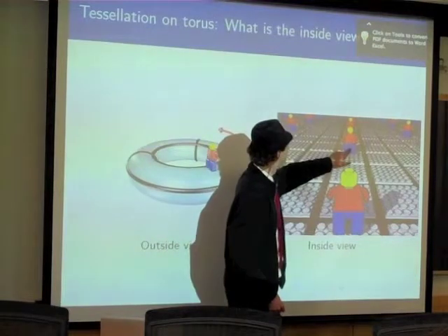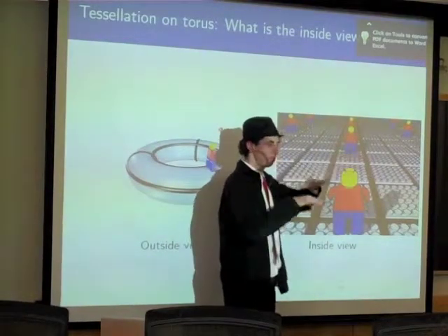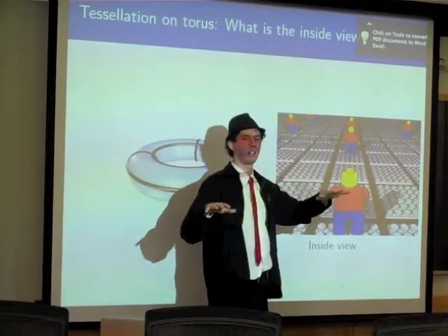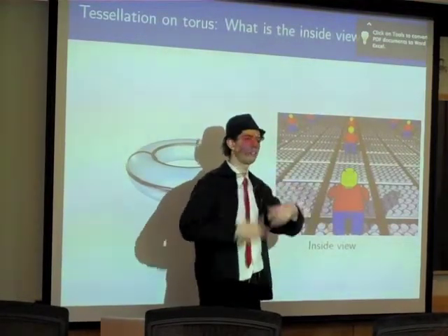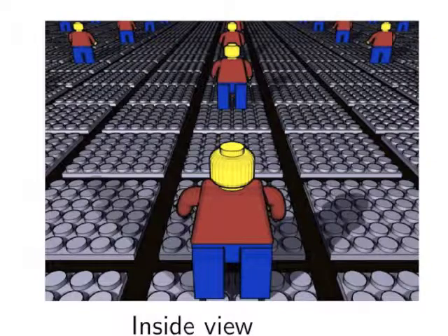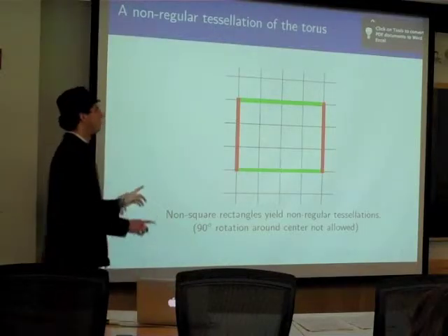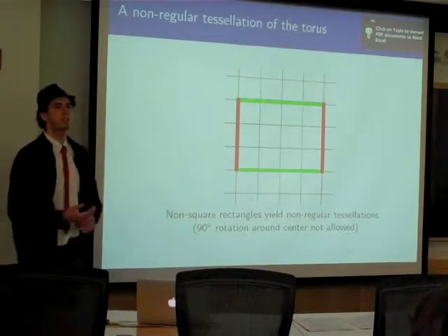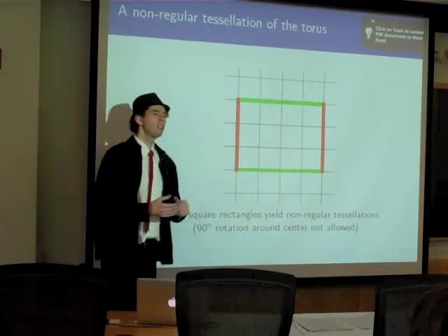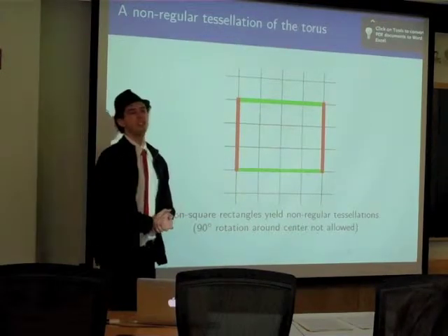But the difference between Lego man living on graph paper and Lego man living on this 3 by 3 square torus tessellation is that he would see infinitely many copies of himself. A copy of himself appearing after 3 squares. There's one thing, I started with a square. If I had not started with a square, I would not get a regular tessellation.